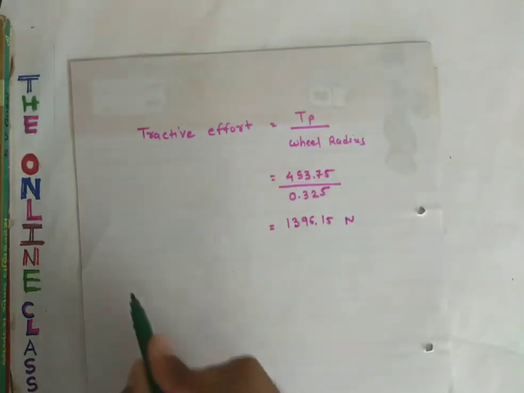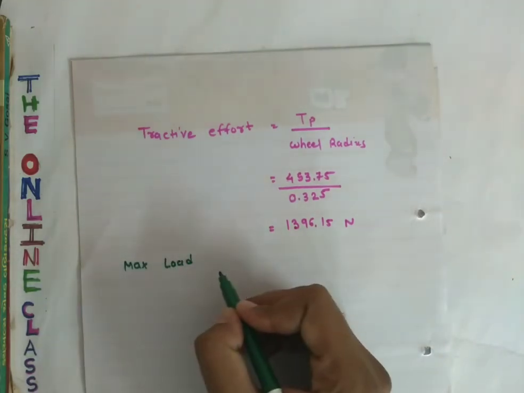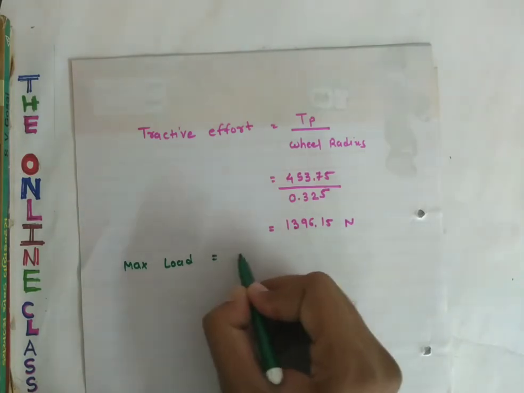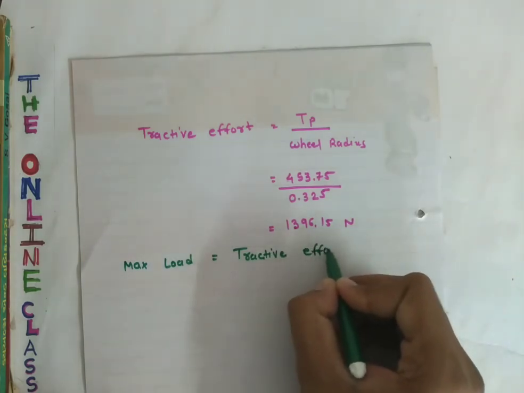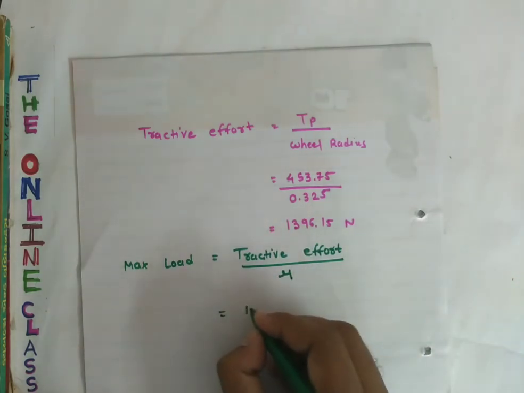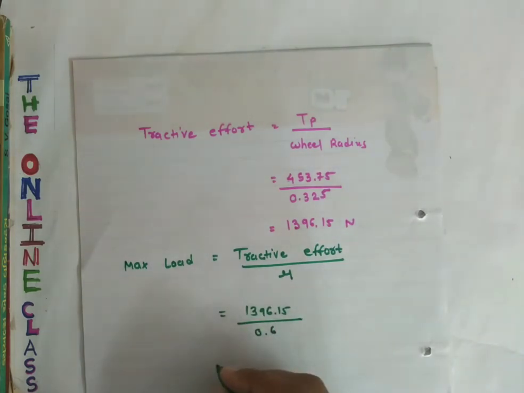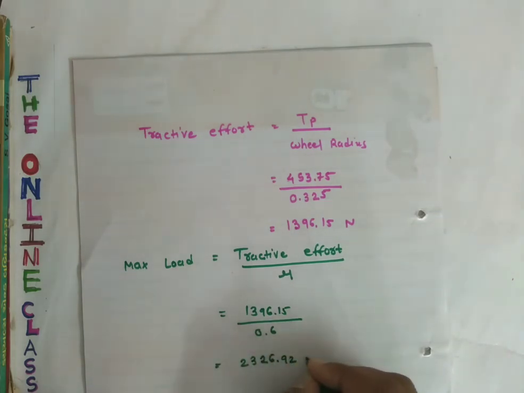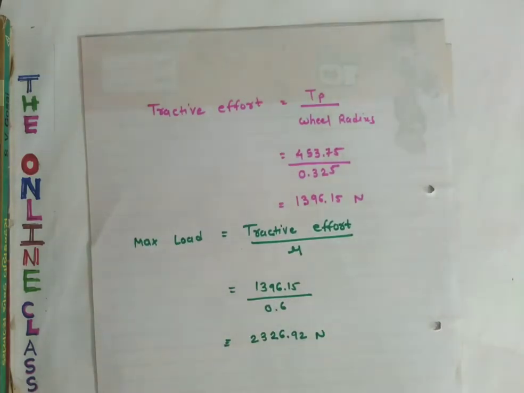Then maximum load is equal to tractive effort divided by coefficient of friction mu. So 1396.15 divided by mu, which is 0.6. Then maximum load is 2326.92 Newton. So here we have maximum load is 2326.92, which we had to find in this example.